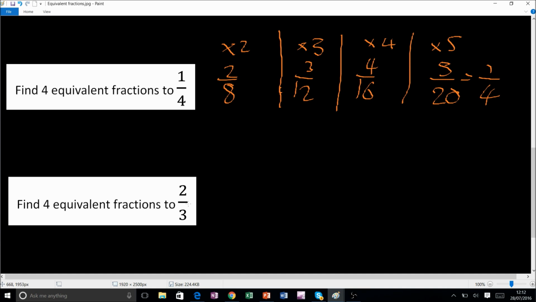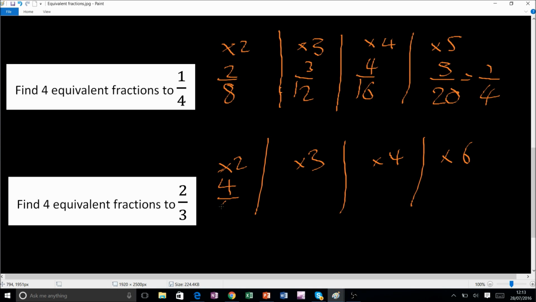Now let's look at this one here, 2 over 3. Again, I'm going to do my little thing here. Times by, we can have times by 6, it doesn't really matter. Times both the top and the bottom by 2, we get 4 over 6. Times by 3, we get 6 over 9. Times by 4, we get 8 over 12. Times by 6, we get 12 over 18.